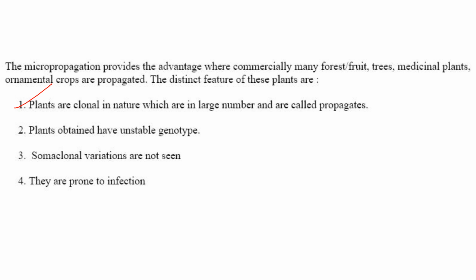Then next one. The micropropagation provides the advantage where commercially many forest, fruit trees, medicinal plants, ornamental plants are propagated. Of course, the distinct feature of these plants is that micropropagation results in a clone of plants. So plants are clonal in nature, which are in large number and are called propagules. First one is the right answer. Plants obtained have unstable genotype? No, that is incorrect. Somaclonal variations are not seen? They are seen. They are prone to infection? No.